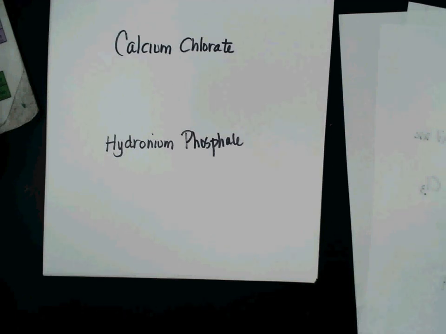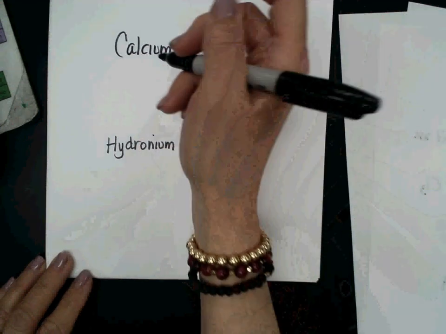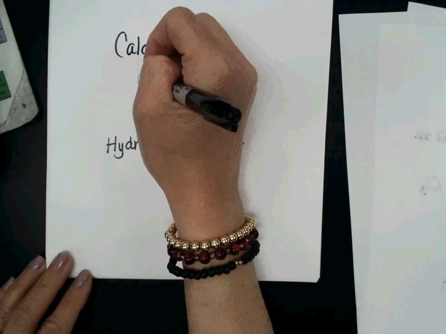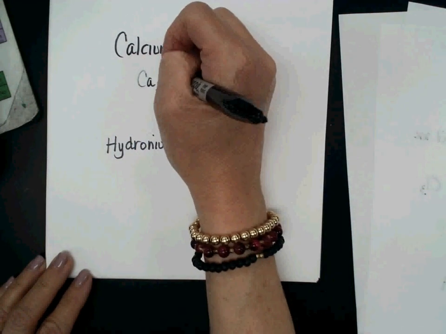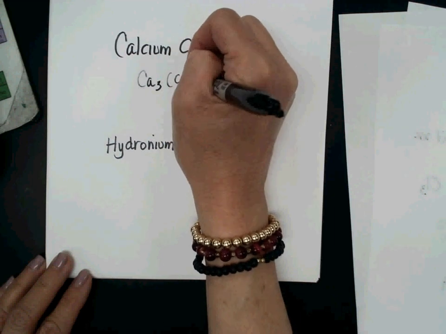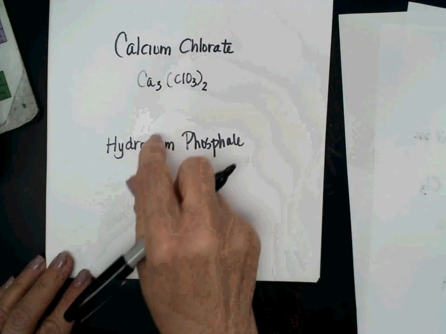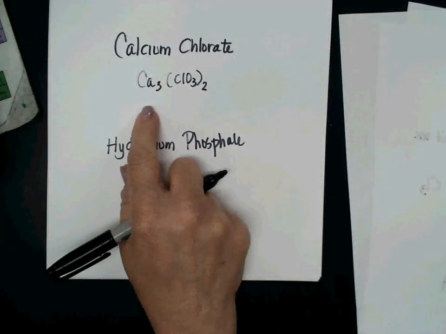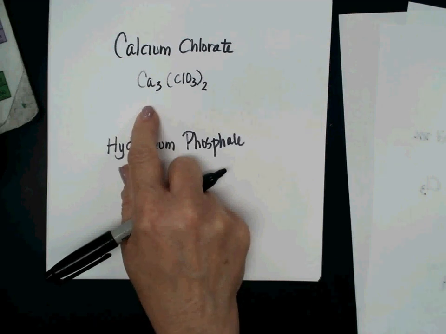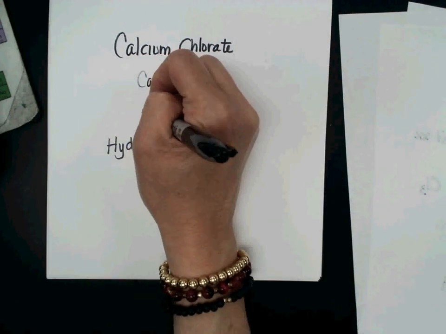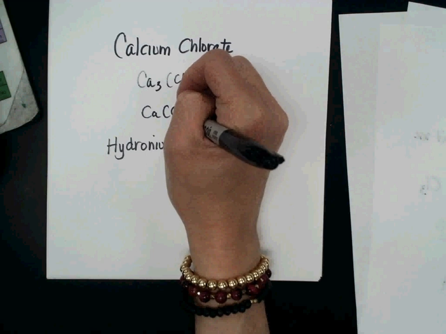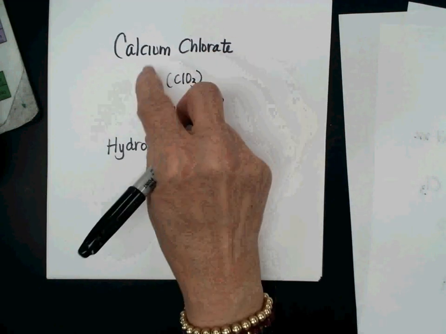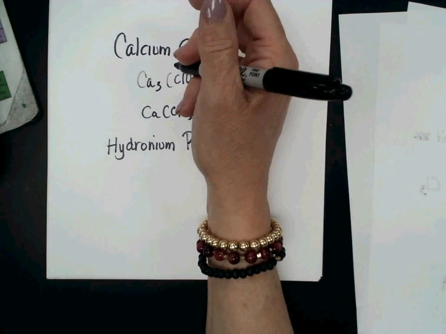First of all, do you agree with your partner? Every group agree? Anybody not agree? Noah, tell me what you guys had for calcium chlorate. Ca3(ClO3)2. Okay, so what's the chart? Do you all have that? No, what do you have?